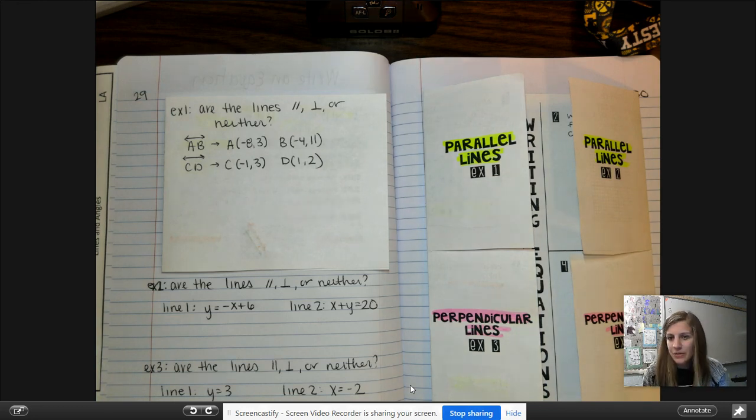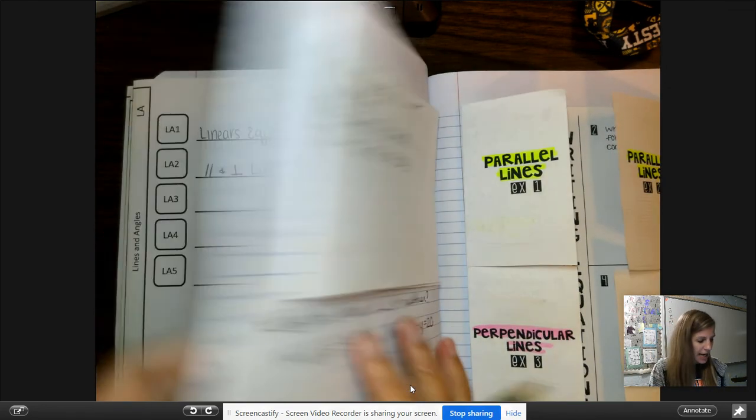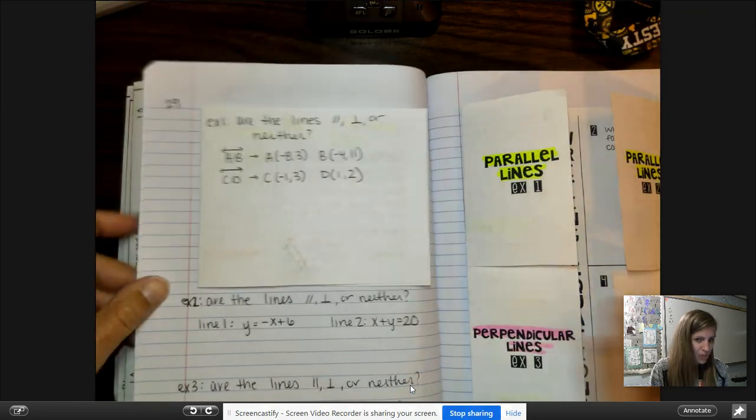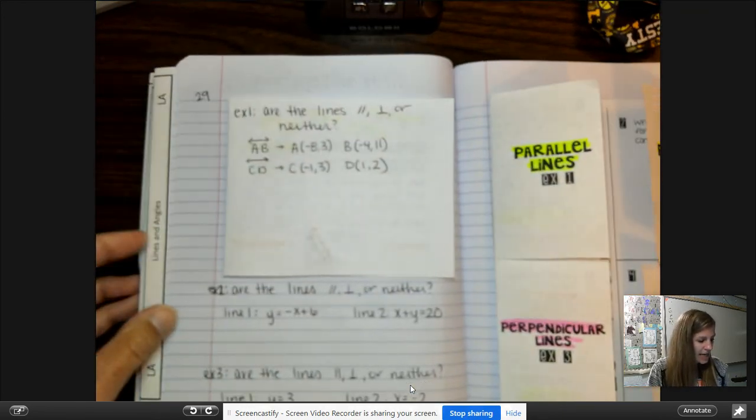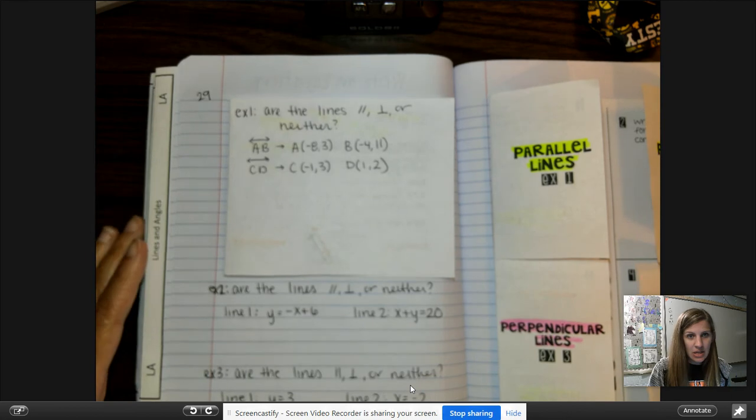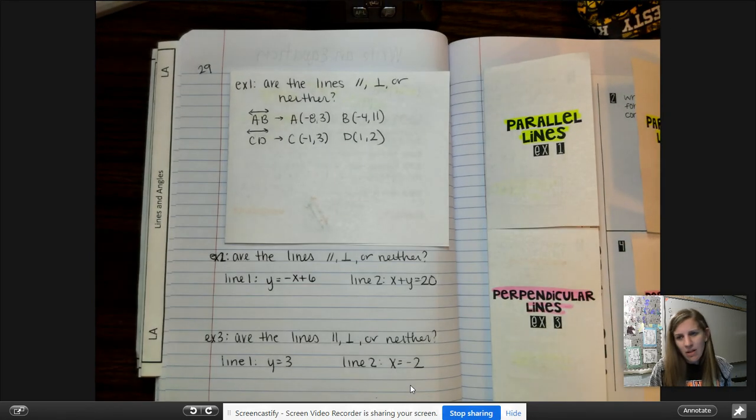Right, guys, I want to do a few more examples with you about parallel and perpendicular lines on the coordinate grid. So I'm on page 29 in our notebook, okay? And on 29, I want to do these 3 examples with you. So it's kind of a lot of writing.